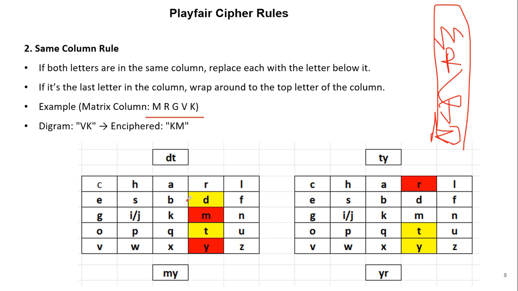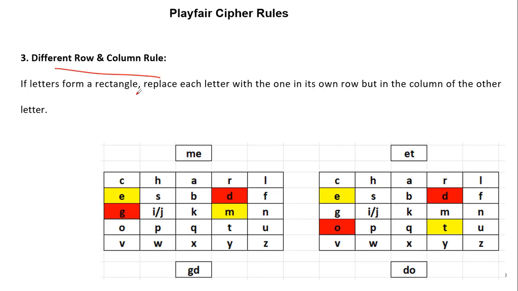Now see this DT. D and T are in the same column. So for D we replace with M, and for T we replace with Y. And in the decryption, if MY is given, we go in the exactly opposite direction. For TY, T and Y are in the same column. So for T we take Y, and for Y we take the first, that is nothing but R. So it is YR. And when we are doing the decryption, for Y we take the reverse direction, which comes as T, and for R it comes as Y.